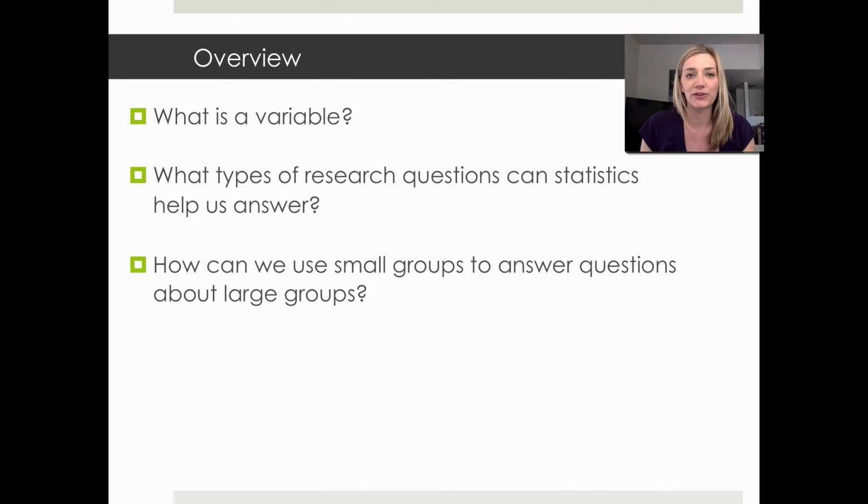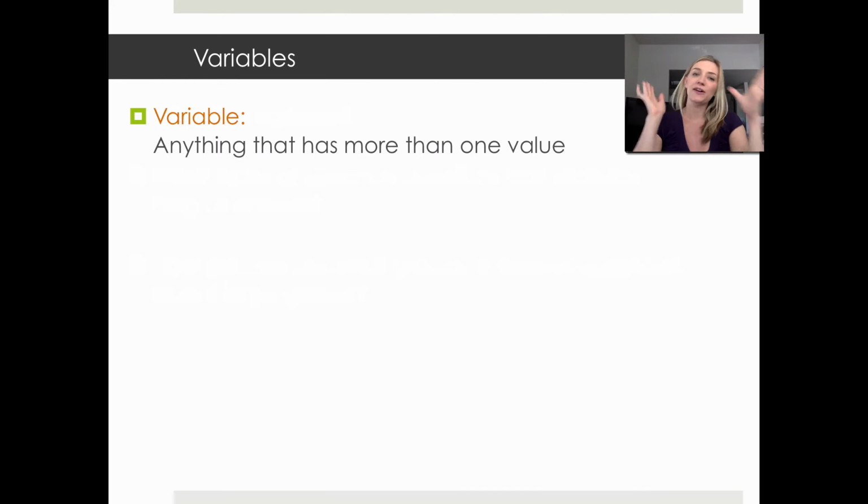Okay, so let's get started with the first question, which is, what is a variable? A variable is anything that varies. And by varies, I mean that it has more than one value. So gender is a variable because it has more than one value or more than one level. At the very least, it has two. It has male and female. Your height is a variable. Some people are 5'3", other people are much taller, 5'8", some people are shorter, 4'6", right? There's different values associated with height, and so it is a variable.